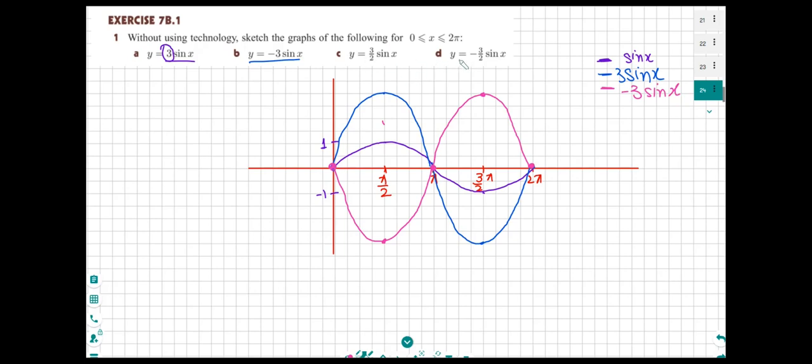And the rest of the parts are very similar. You just have to multiply 1.5 with the sine x graph. This is the basic graph. So it becomes 1.5. Making yours a different color. This time black color, right? So 1.5 is here. And it will be negative 1.5.